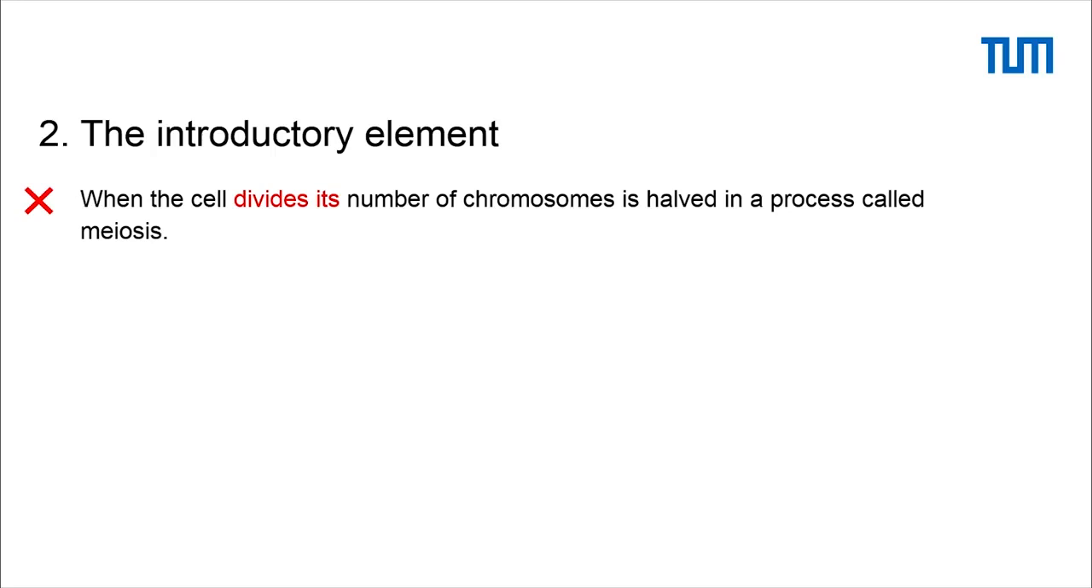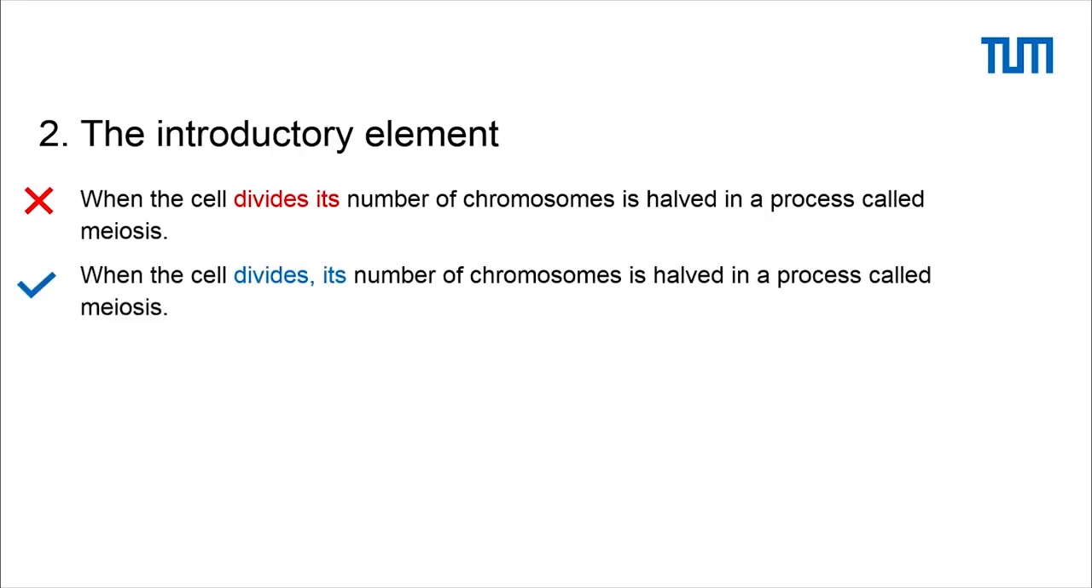A comma is not necessarily required after an introductory element. The question you have to ask yourself is: is there any ambiguity about where my introductory element ends and the subject of my sentence begins? In this case, there is ambiguity, because if we read this sentence, we might read it as when the cell divides its number of chromosomes. And then by the time we get to our verb, is halved, we are a little bit confused and have to start the sentence over again so we understand what's happening. If we put a comma after the introductory element, it's much clearer. We understand that the main clause begins with its number of chromosomes, and then there's no ambiguity.